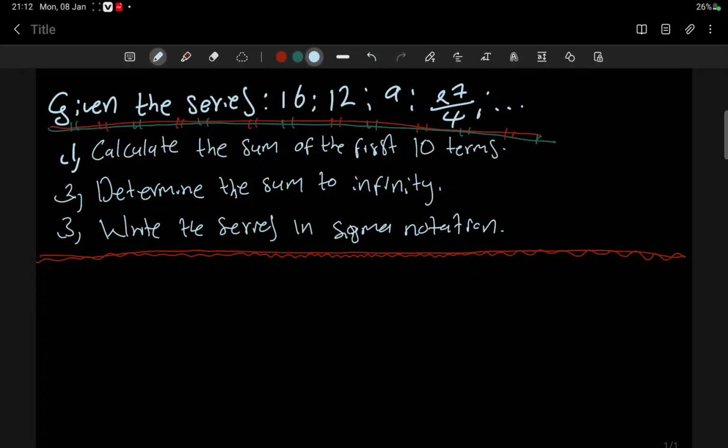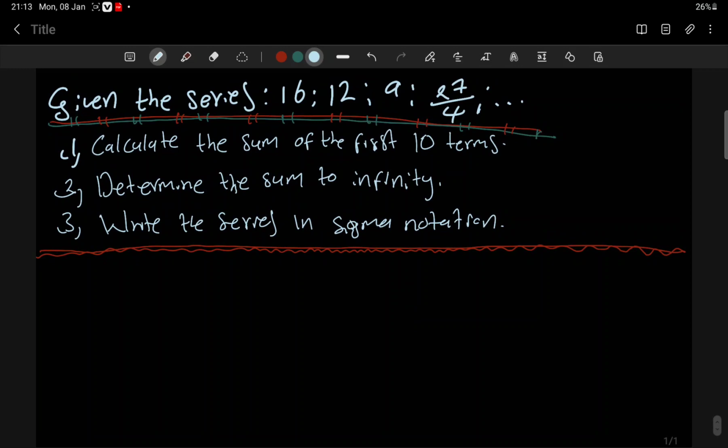Given the series 16, 12, 9, 27 over 4, calculate the sum of the first 10 terms. Question number 1. How do you calculate that? So let us first write what we're given. From the question, you know that A is given by 16, right? And then the common ratio R, we have to calculate it, is given by T2 over T1.